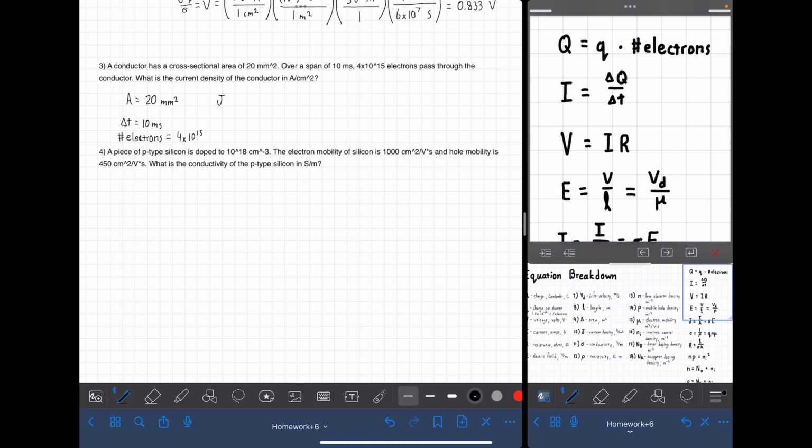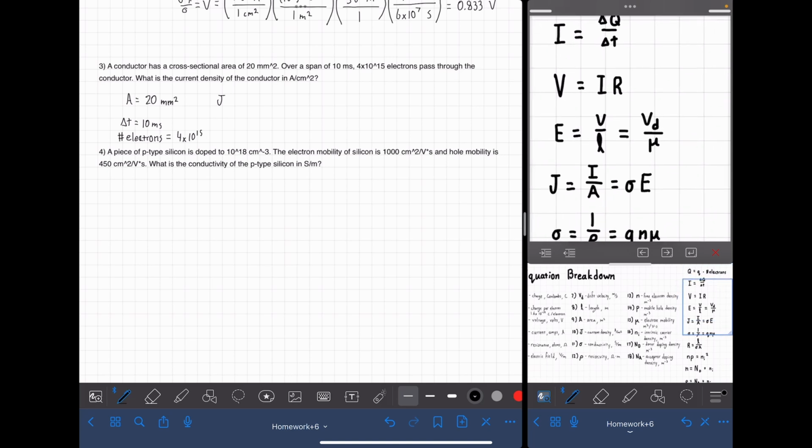So we're given number of electrons, and using this first equation, we can use that to find the change in charge. And dividing the change in charge by the change in time, we can get current. And we're trying to find current density, which is just our current divided by our area, which is also provided. So let's write this out. We have the current density is the current divided by the area. Our current is just our change in charge divided by our change in time. Keep that A in there.